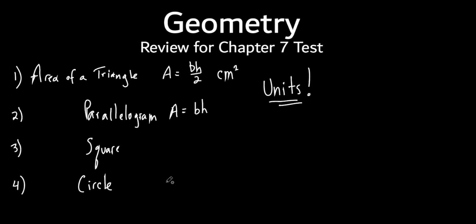So how do you find the area of a circle? What is it? Area of a circle. Pi what? R squared, okay?